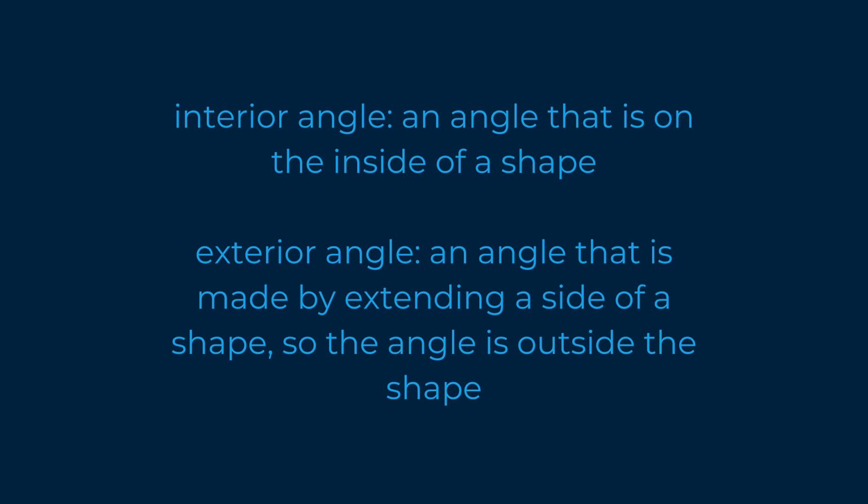Before we talk about triangle inequalities, we first have to talk about interior and exterior angles. An interior angle is an angle that is on the inside of the shape, while an exterior angle is an angle that is made by extending a side of the shape, so the angle is outside of the shape. I know that this might sound kind of confusing, but bear with me for a little bit here.